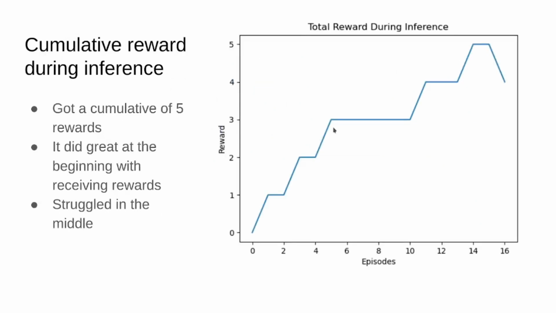Here you can see the cumulative reward during inference. It shows a lot of the same thing the other graph did, but it's just a nice little step showing that it's going up. It does go down at the very end, but that's when it falls over and it can't get back up.